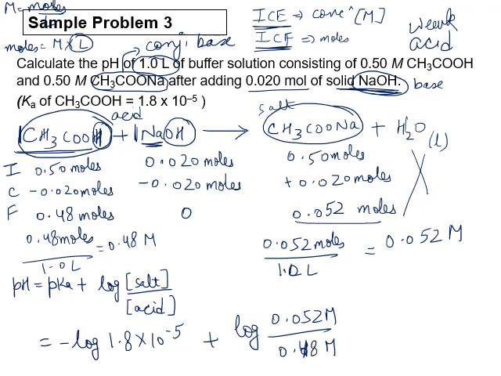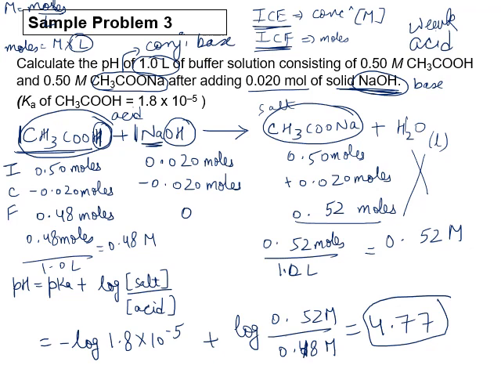Oh, no, wait, I made a mistake here. That's not 0.052, it's 0.52. Yeah, my bad. We are adding, and this will give you 0.52 moles. So it would be 0.52 divided by 0.48 molar. Plug all of this into your calculator and that would give you your final answer as 4.77. That is the pH of the solution after the reaction is done.